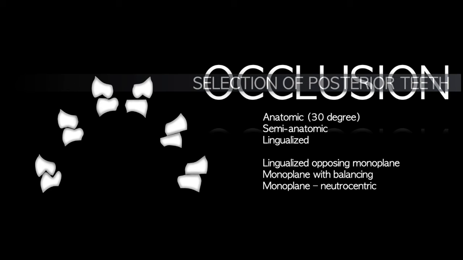So we discussed 6 different posterior teeth setups: anatomic, semi-anatomic, lingualized, lingualized with opposing monoplane, monoplane with balancing, and this is monoplane Eurocentric.